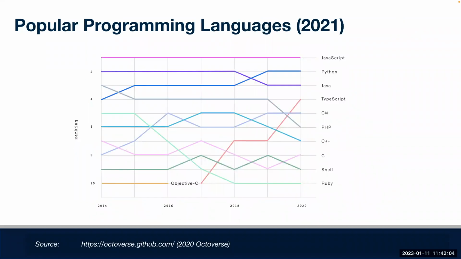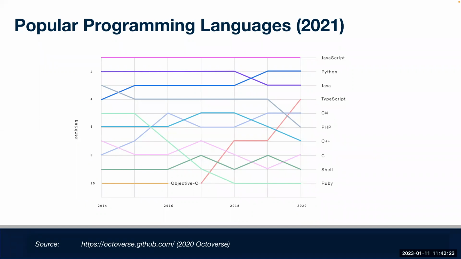The next reason why we choose Python is because it's a very popular language. Here we see it's among the top 2 most popular languages. So you can expect there to be lots of jobs using Python and lots of people using it.